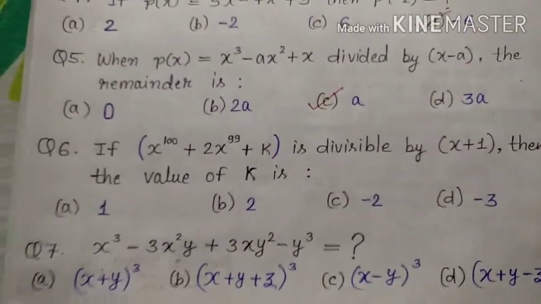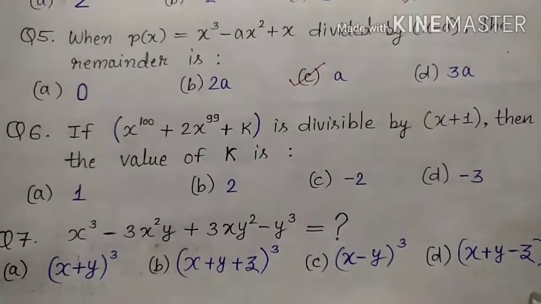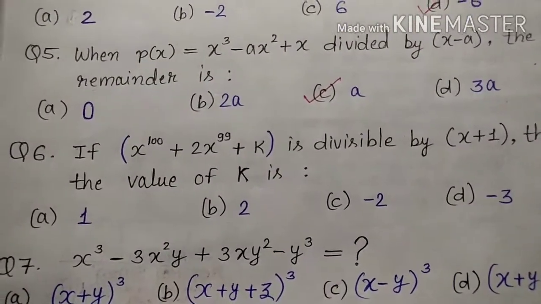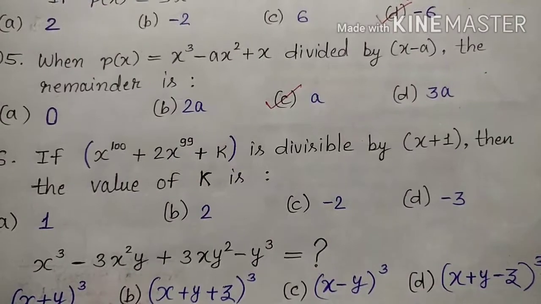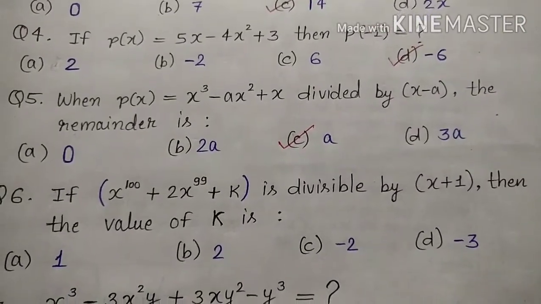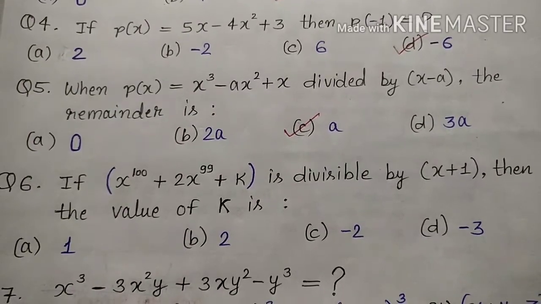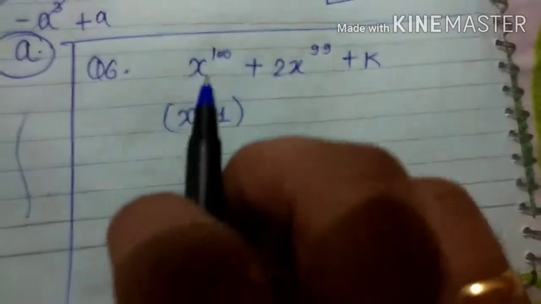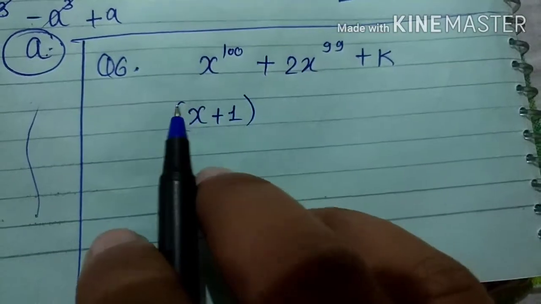Just pay attention. If x to the power 100 plus 2x to the power 99 plus k is divisible by x plus 1, then find the value of k. So let's find the value of k here. In question number 6 this question was given, and they have given that it is divisible by x plus 1.